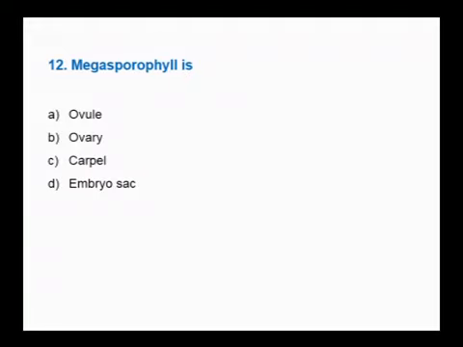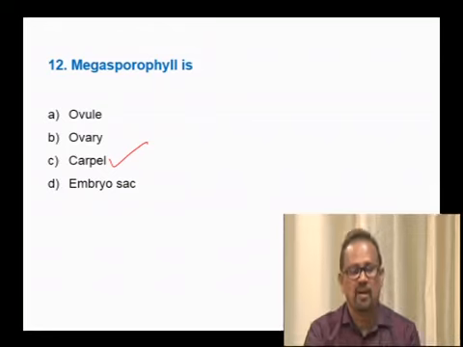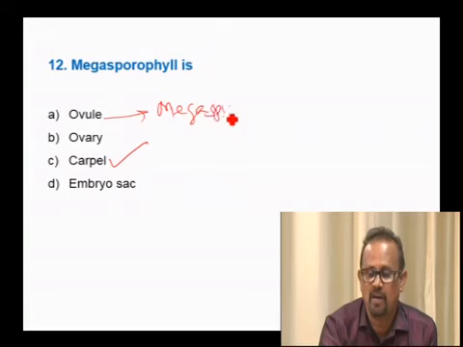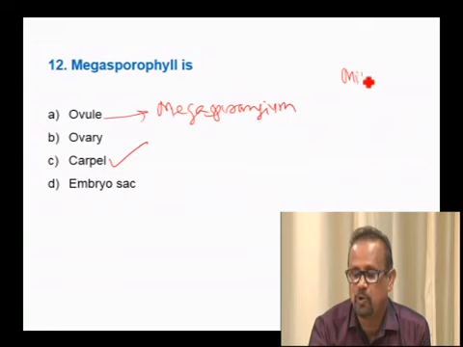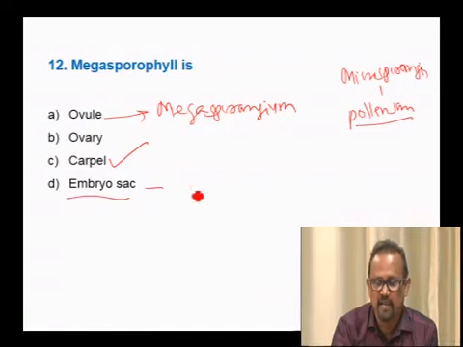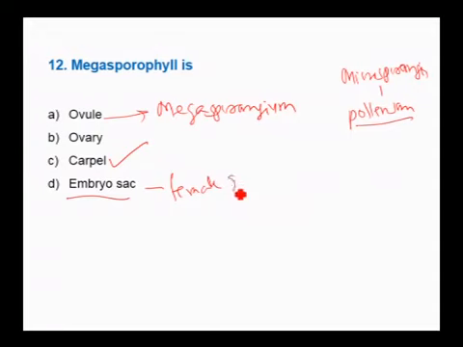Megaspore producing leaf. Megaspore producing leaf is carpel. See, ovule is called megasporangium, whereas microsporangium is pollen sac or pollen chamber. Then ovary, carpel. Embryo sac is a female gametophyte of angiosperms.